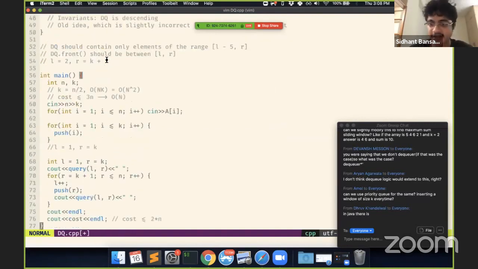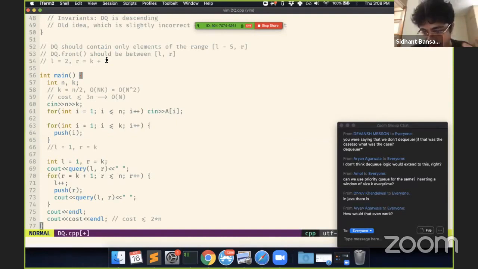Okay, someone was saying that in Java there is. Okay, might be, but at least for C++, you can't delete a particular element from a priority queue. You can only delete the topmost element, that is the smallest element.